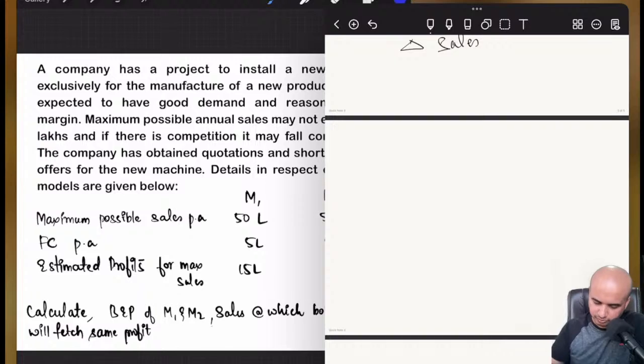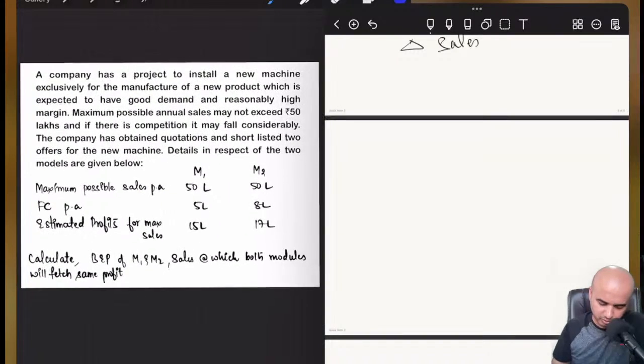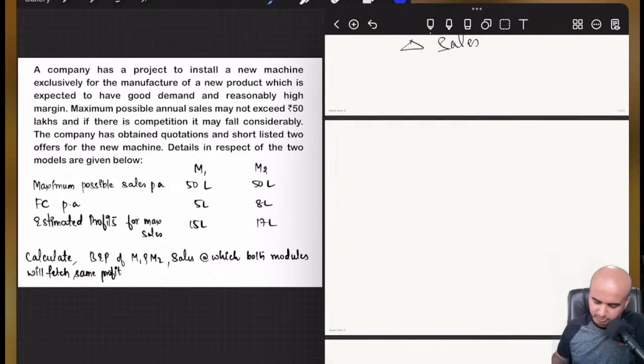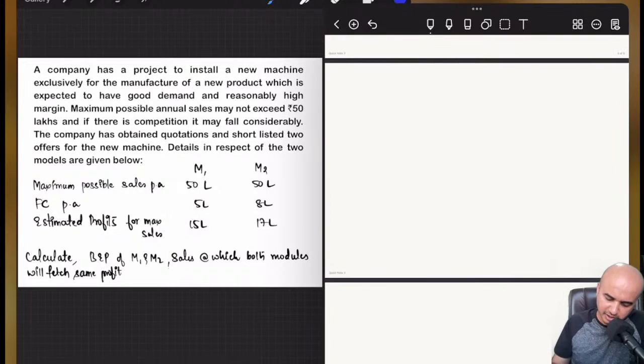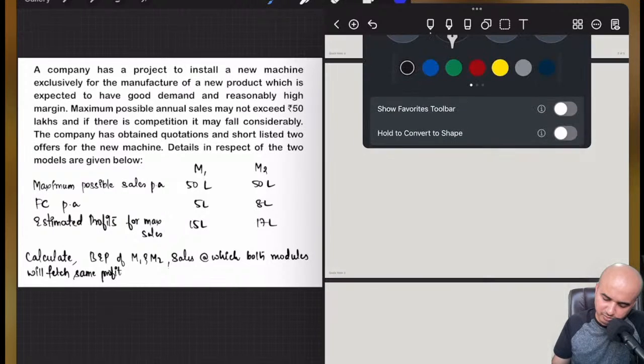Now, I guess the problem will be visible. Let me just confirm. If it is not visible, please do let me know. I can maximize it at least to some extent. Okay, I think it is visible. What do we have for BEP? Let me write down a table here.